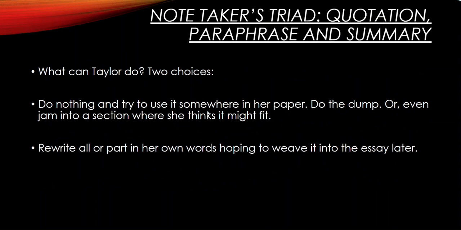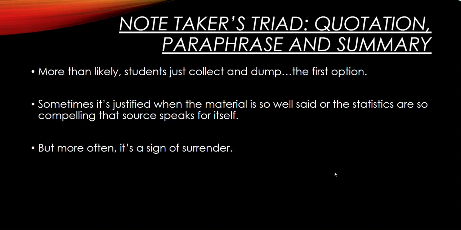choices: do nothing and try to use it somewhere in the paper, or what we call as instructors the dump, where you're jamming something in. Or she might think about rewriting all or part of it in her own words, hoping to weave it into the essay later, which you can do. You can summarize a section of a source in an extra document and use it when you're ready for it in either the annotated bibliography or the paper. More than likely, everybody just collects and dumps as the first option.